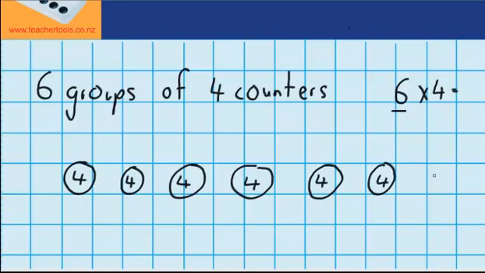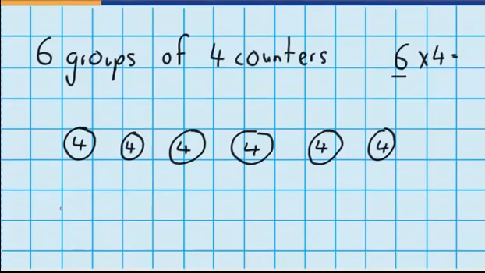Now we're trying to work out how many counters there are in total. So I need to add up all of these groups. So let's take these counters outside of their groups and we'll put some addition signs in between them. And now I'm going to use my repeated addition to help me jump up in 4s.